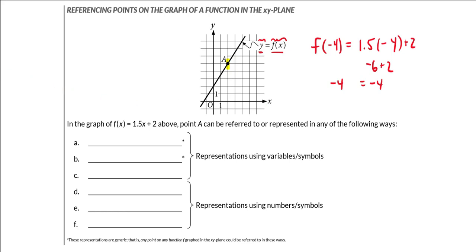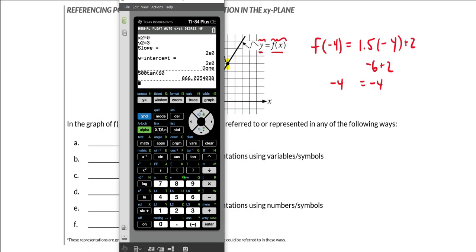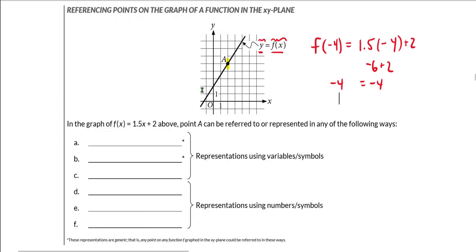Is that right? I'm going to check it in my calculator here just to make sure I didn't make any careless mistakes. So -4 times 1.5. And yes, I did get that right. Good. Obviously, if I had been on the no calculator section, I would not have used my calculator. I would have just trusted myself. But anyway, when -4 goes in, -4 comes out.